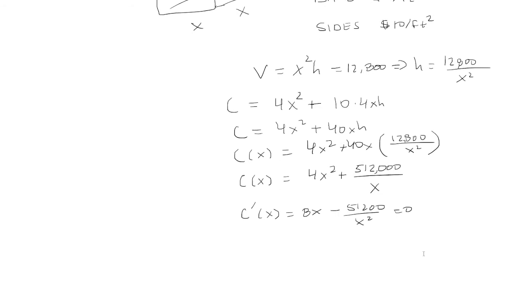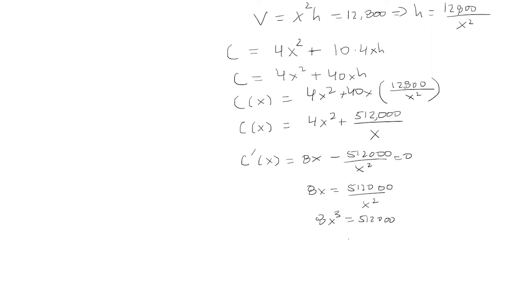The goal is to solve for x, so let's add 512,000 over x squared to both sides. Cross multiply. And now we need to divide both sides by 8 to get x cubed is 64,000. Taking the cube root, we get 40. So this is 40 feet.